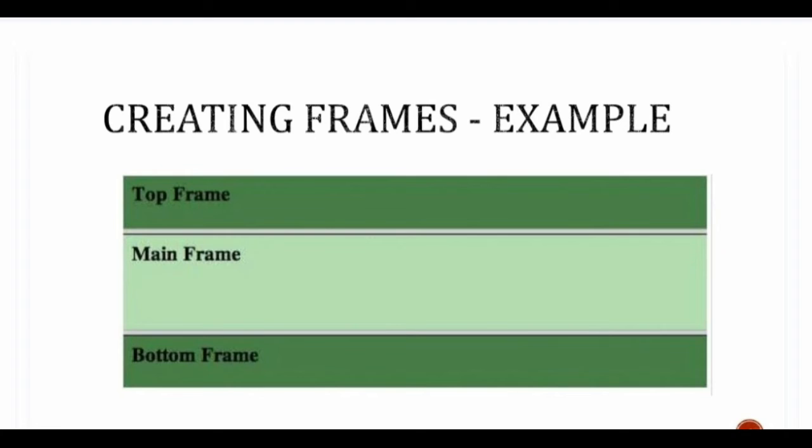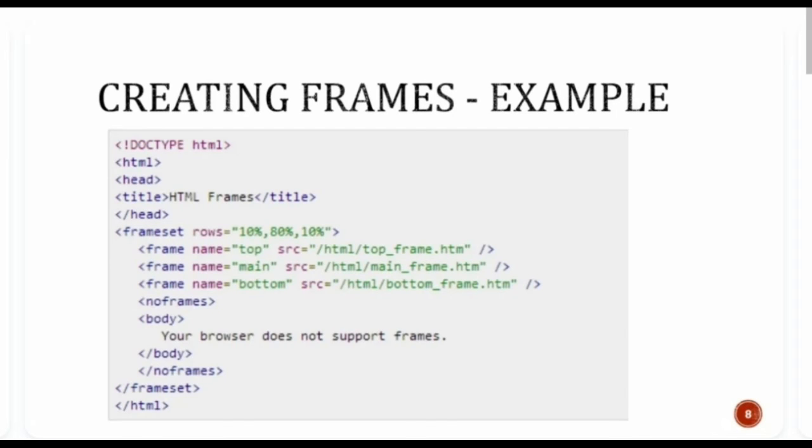So let us learn with the help of an example how we can create a frame using the frameset tag. You can observe here we have written frameset, then rows 10%, 80% and 10%. This is their display. Frame name, then top, then we can give the link of the particular frame. In the same way there are 3 frames, so we have to give the 3 frame links. Then we open the body, we create the frameset, and last we close the HTML.